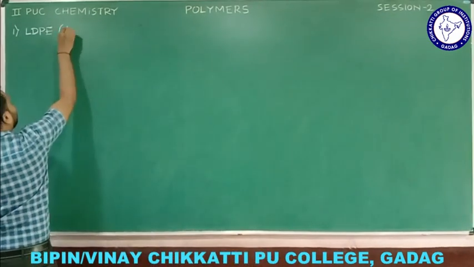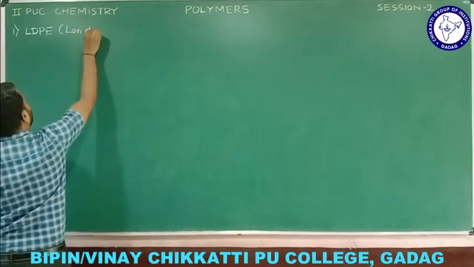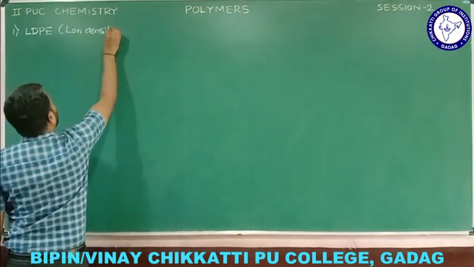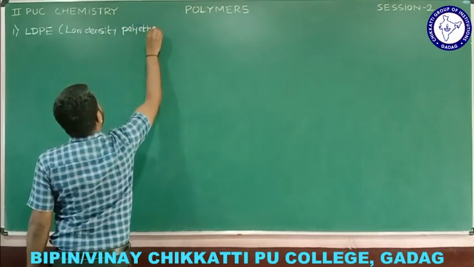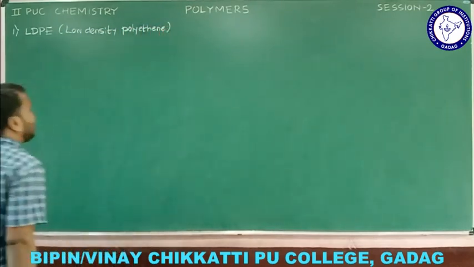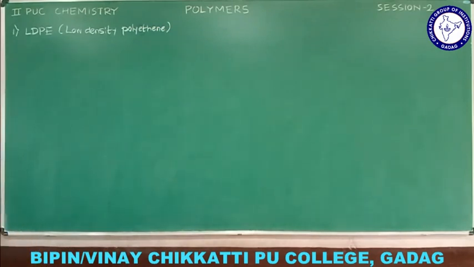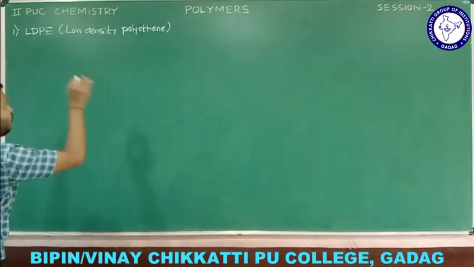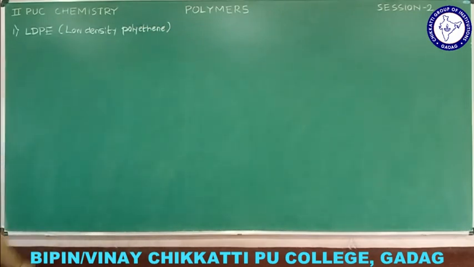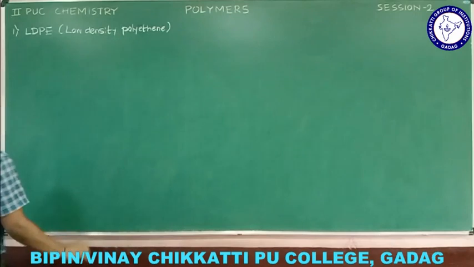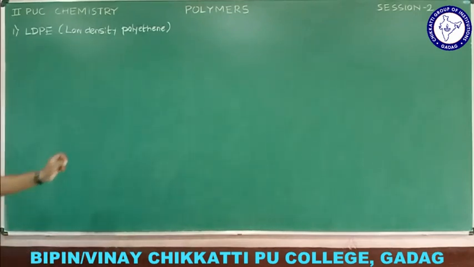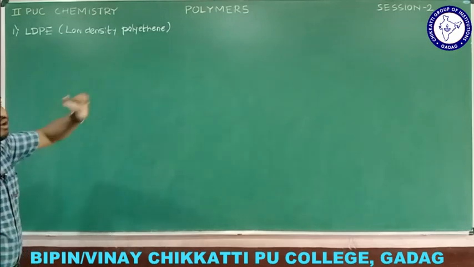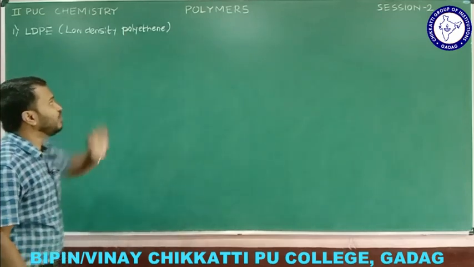I am going to write here: LDPE stands for low density polyethylene. We will see the monomer and partial reaction, how to write the reaction and how we can write the statement for this one. So low density polyethylene is the name of the polymer, and first you should know the monomer of this. For polyethylene, the monomer will be ethene.